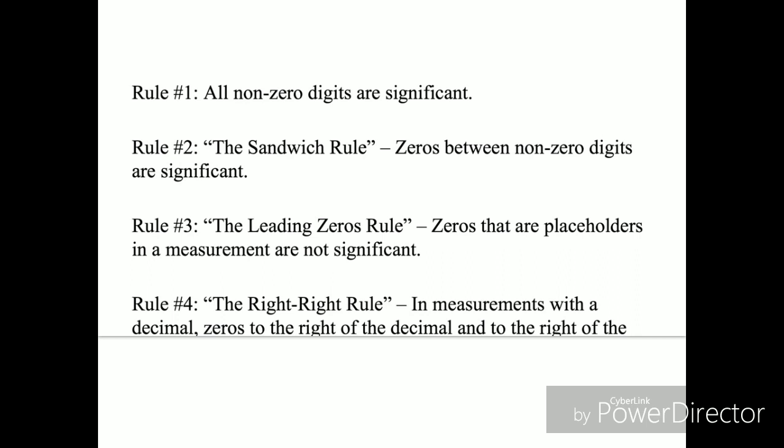There are 4 rules for counting the number of significant digits in a given measurement, a measurement that someone else has reported to you. Take a minute to copy down these 4 rules.